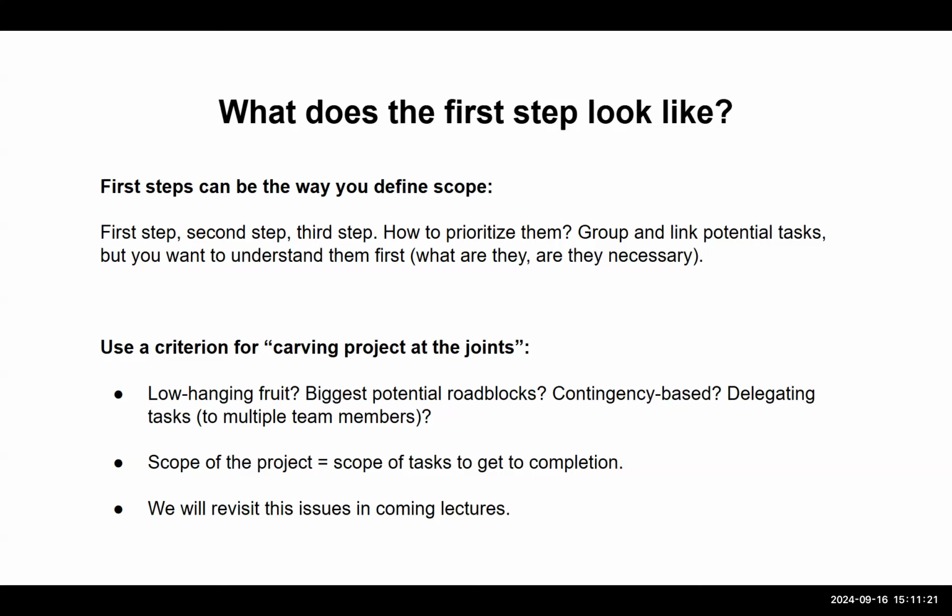So you need to define how to build things and how to prioritize the different things that you want to do. You need to be able to group and link potential tasks, but you want to understand them first. You want to understand the kinds of things you need to do for the second and third steps, and why. Are they necessary? So sometimes when you start a project or start in a community, you want to do something and you're trying to figure out how to start. And you say, this is a logical first step, this is a logical second step, this is a logical third step.